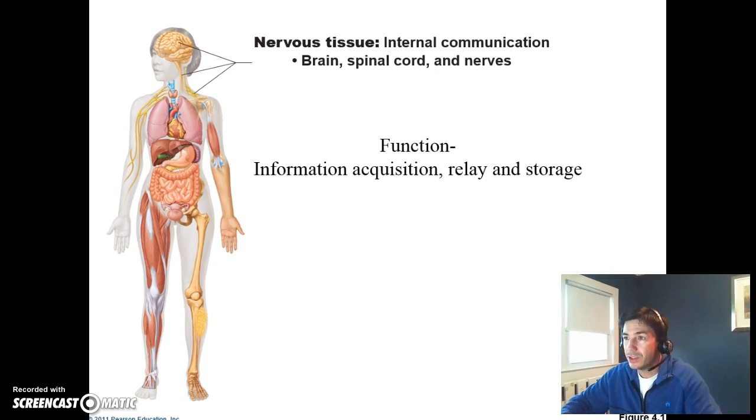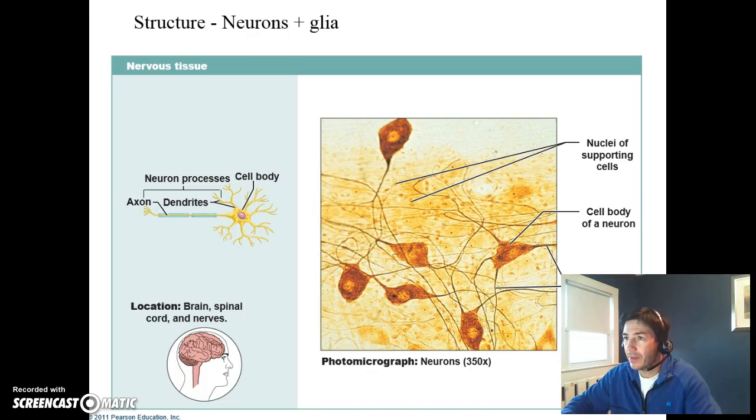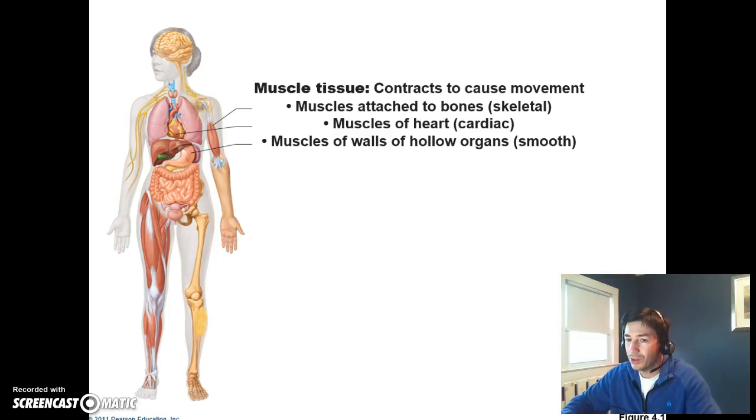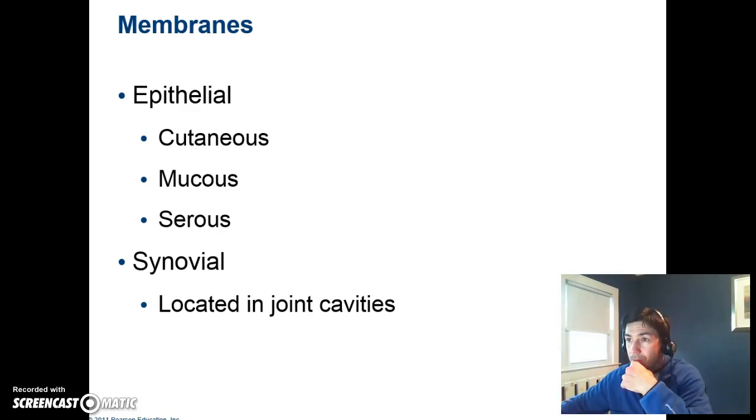Let's see, the nervous tissue we don't care about. We have a whole chapter on that. Muscle tissue, we'll have a whole chapter on that.